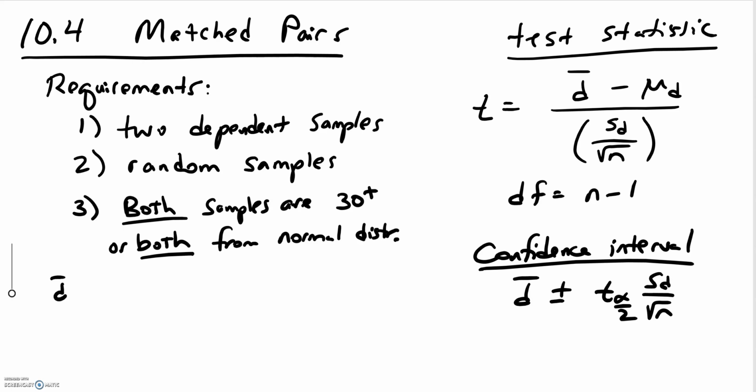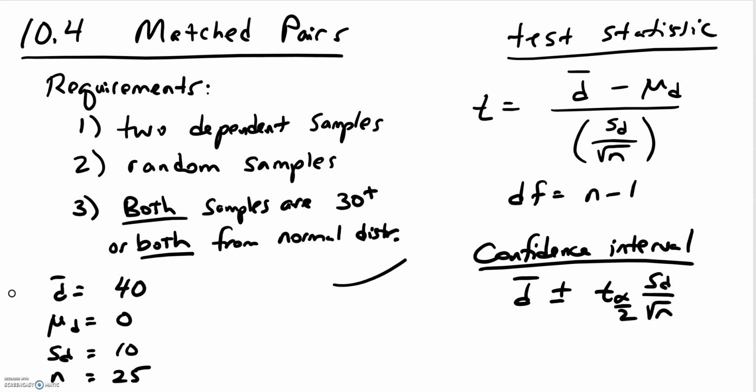So we'll look at a sample where we have a d bar value, mu of d, s standard deviation for the differences, and a sample size. Let's say the difference between brother and sister is 40. And the population mean is 0. That's what we expect. The standard deviation is 10. And the sample size is 25.